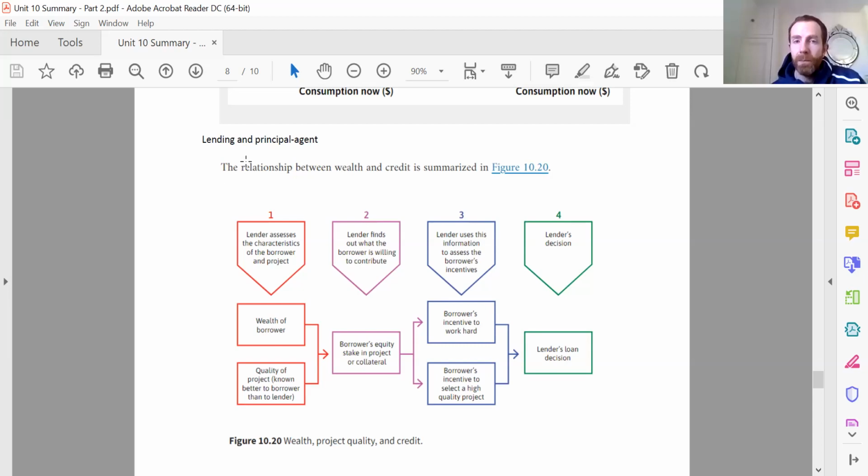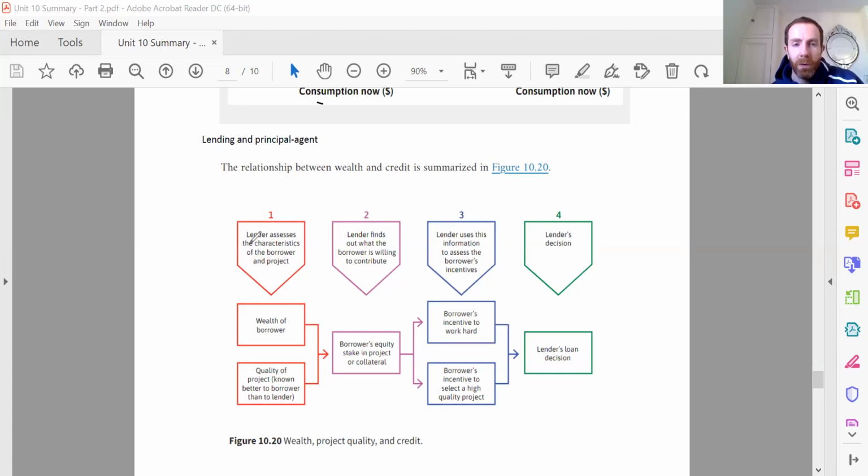the agent as the borrower, well, there's a bit of a mismatch in terms of knowledge. The borrower has much better information about what they're going to use the money for. They have much better information about their ability to repay, and the principal lacks some of this information. So what this diagram shows us is how the lender can go about trying to align the interests of themselves and of the agent a little bit better.